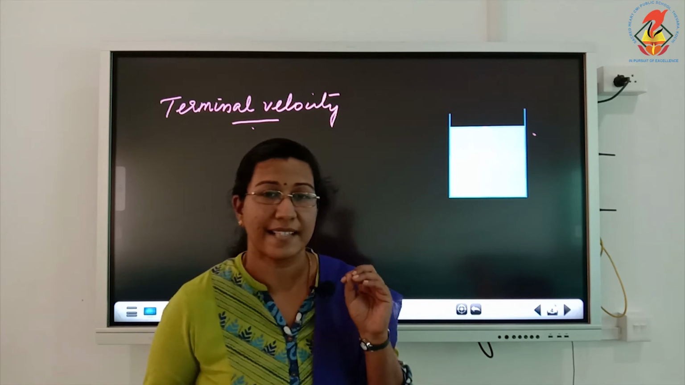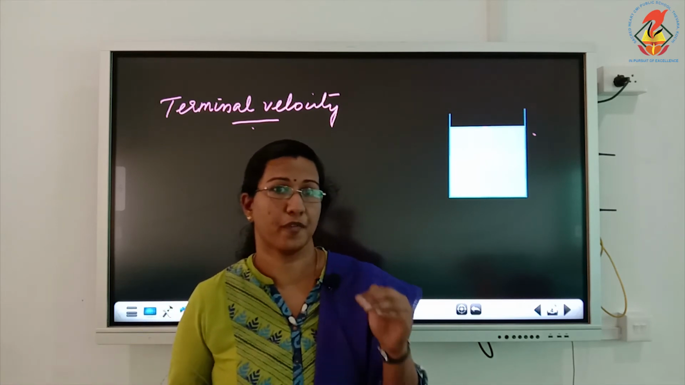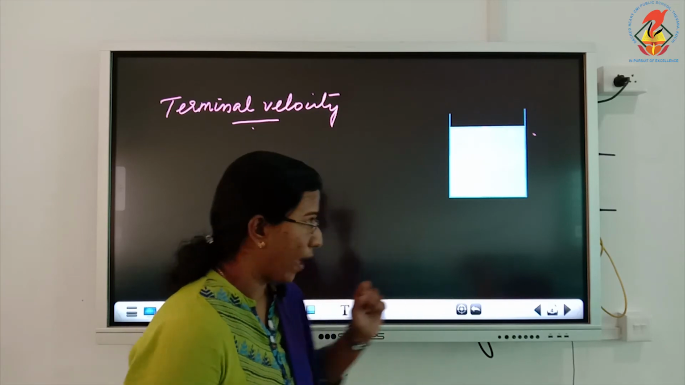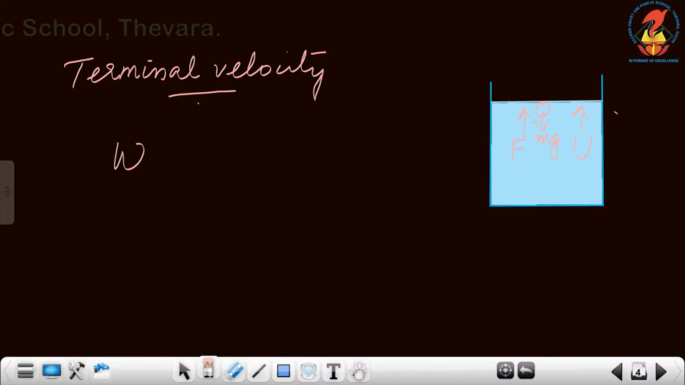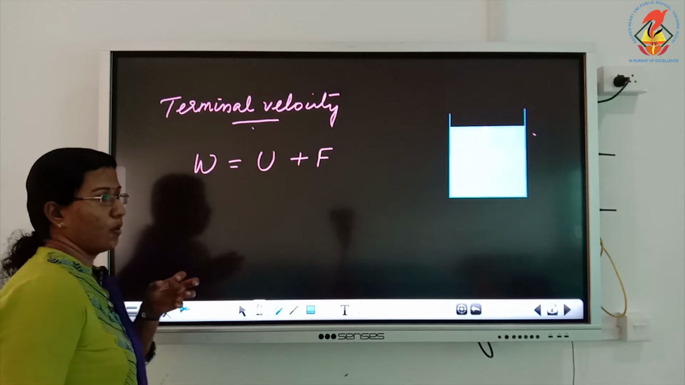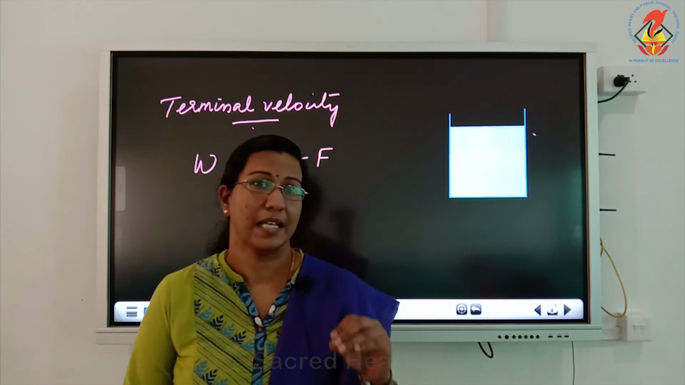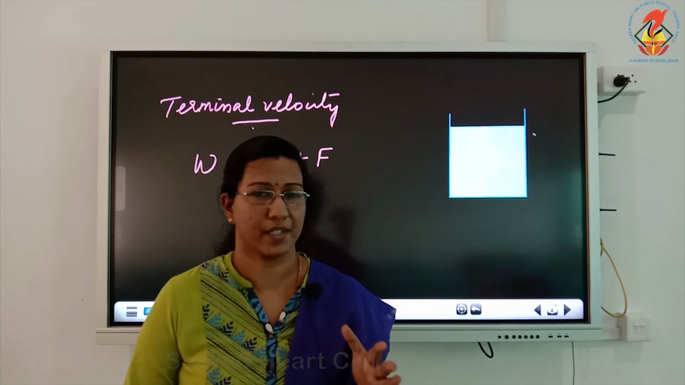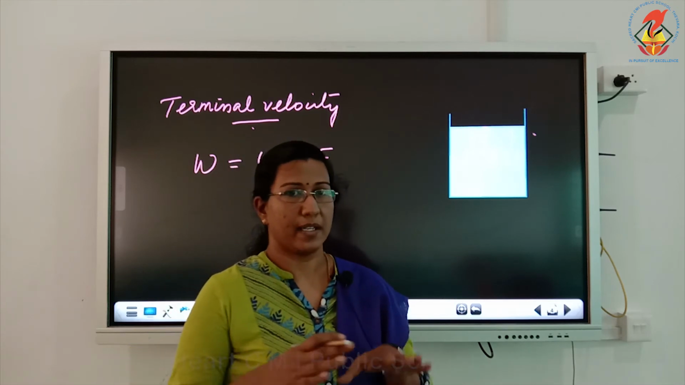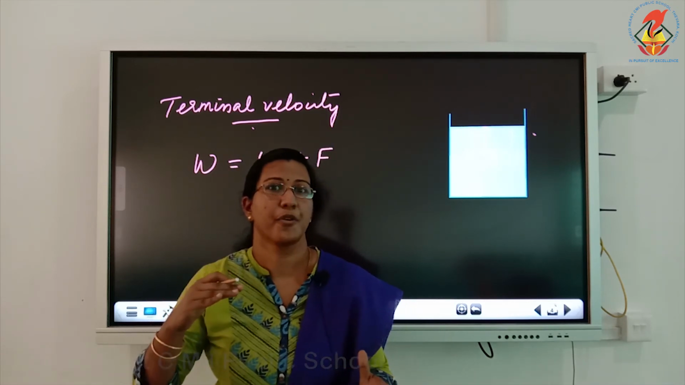And at a certain point of time, a stage is reached when the weight of the spherical body, meaning the force experienced by the spherical body due to its weight, will be equal to the sum of the upthrust force plus the viscous force. And if the net force acting on a body is equal to 0, then definitely what happens? The body will either be in a state of rest, or it will continue in uniform motion.